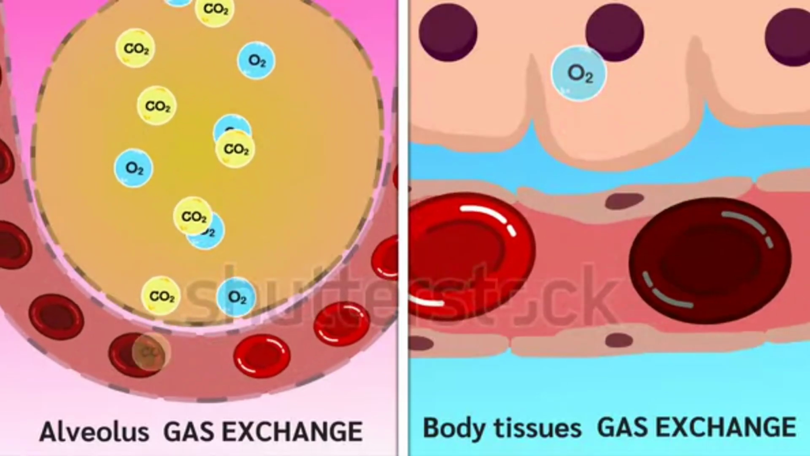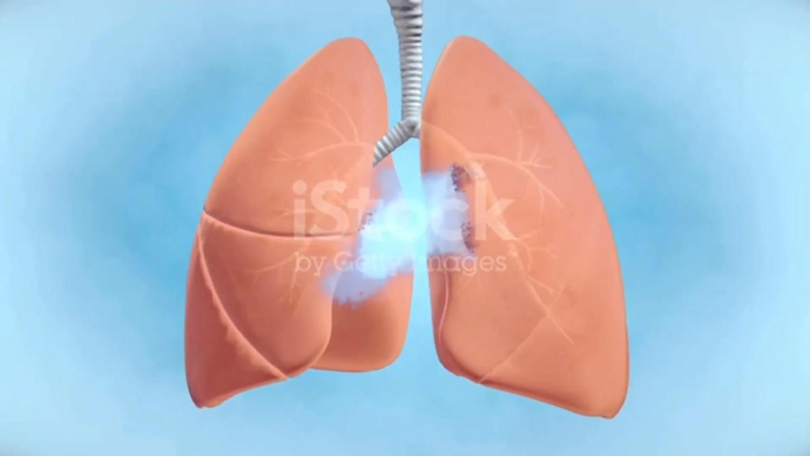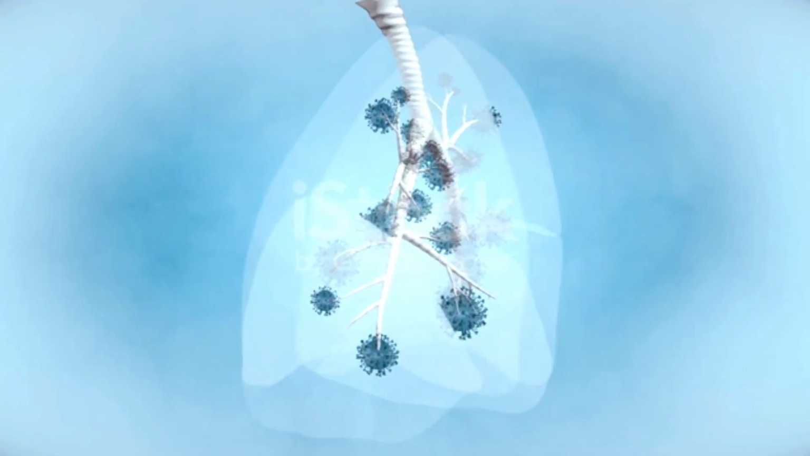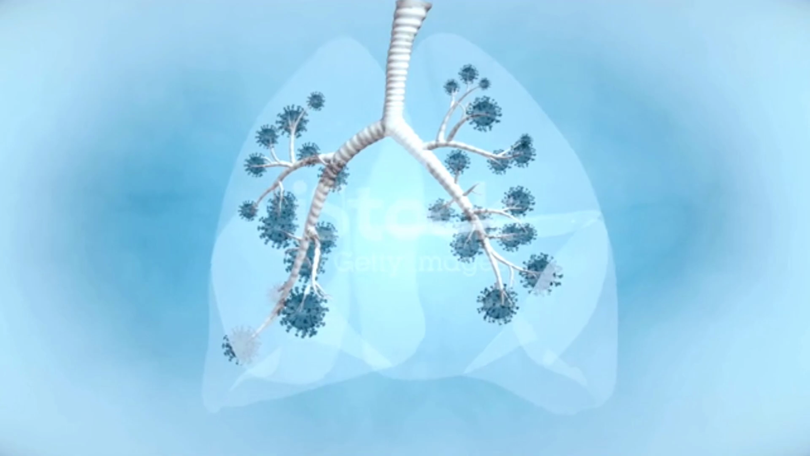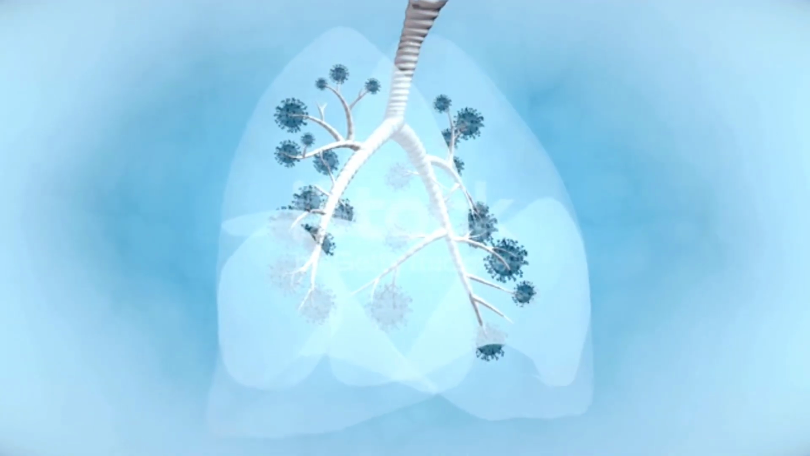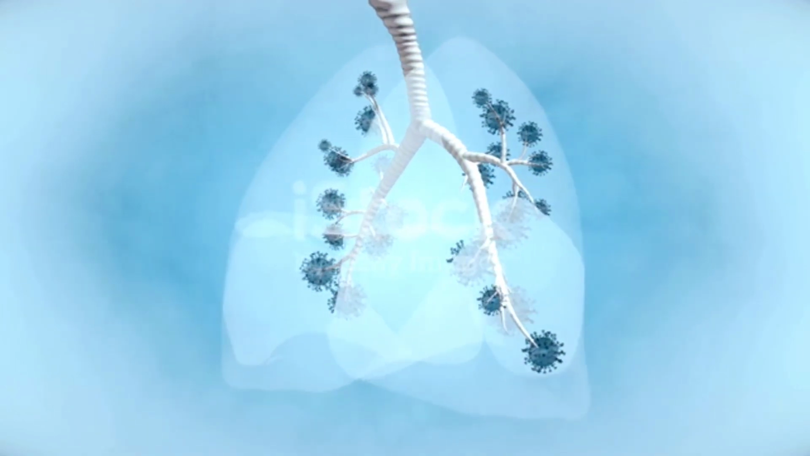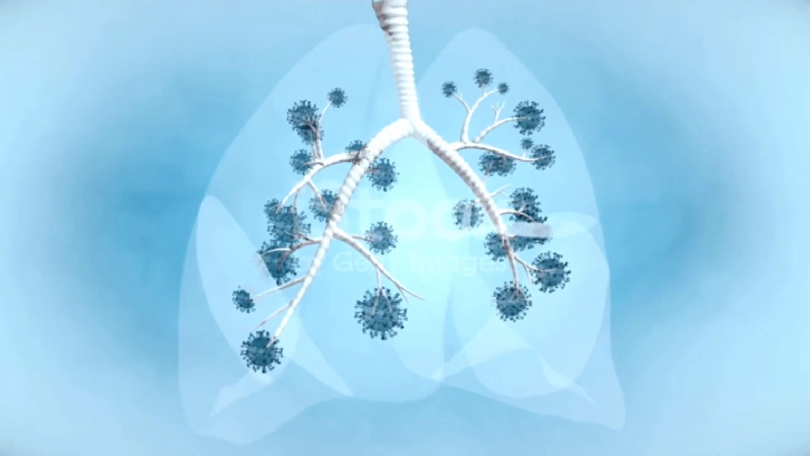At the same time, carbon dioxide, a waste product of metabolism, moves from the capillaries into the alveoli and is exhaled during exhalation. The process of breathing is a complex mechanism involving the contraction and relaxation of muscles and changes in the size and shape of the thoracic cavity. During inhalation, the diaphragm and intercostal muscles contract, causing the thoracic cavity to expand and the lungs to fill with air. During exhalation, the diaphragm and intercostal muscles relax, and the thoracic cavity decreases in size, forcing air out of the lungs.